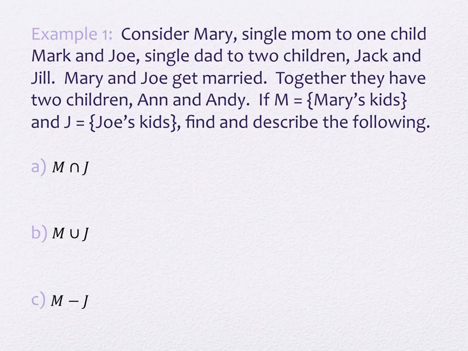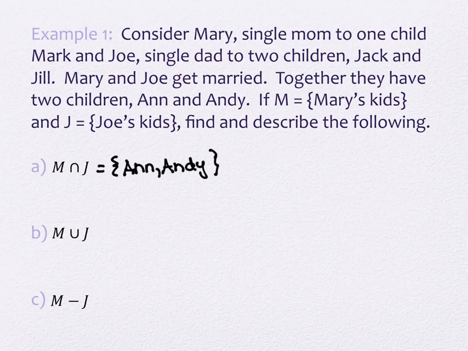What would M intersect J be? It'd be Anne and Andy. And the context in which we're describing this is biologically related, what's written on the birth certificate, something like that. Okay, we'll go with that. I realize that that's not how family dynamics necessarily work. We're just doing this as an example, so don't take offense.